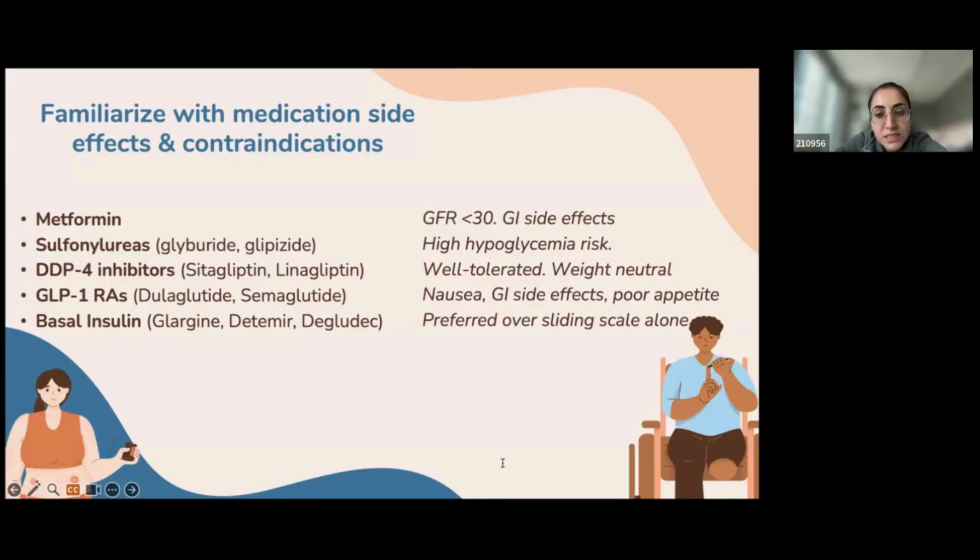Basal insulin is typically safer, as I mentioned, safer than using sliding scale on its own. And if we see someone on a sliding scale on its own, we want to try to transition them to a scheduled dosing with meals.